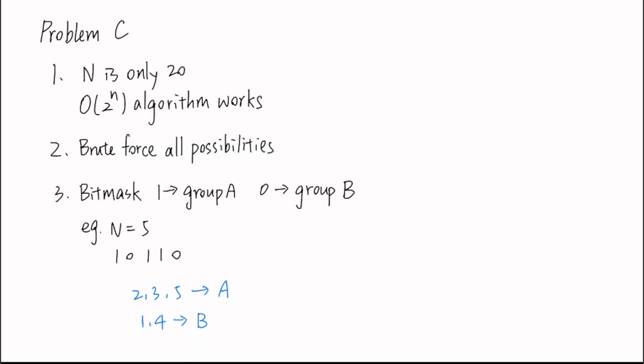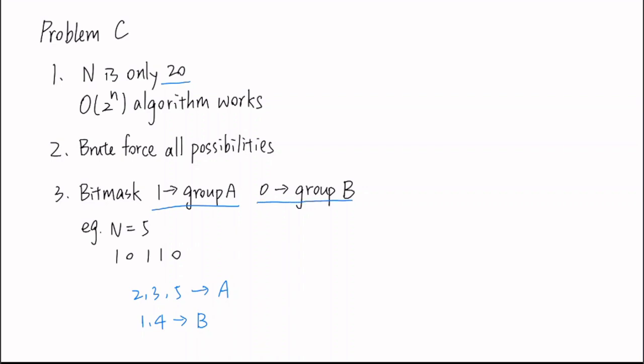For this problem, the first algorithm that comes to mind is a brute force algorithm that checks whether each department is in group A or group B. We notice that since N is really small, only 20, this algorithm will work because it can be done in a time complexity of 2 to the power of N. So we can do this with a bit mask that maps 1 to group A and 0 to group B.